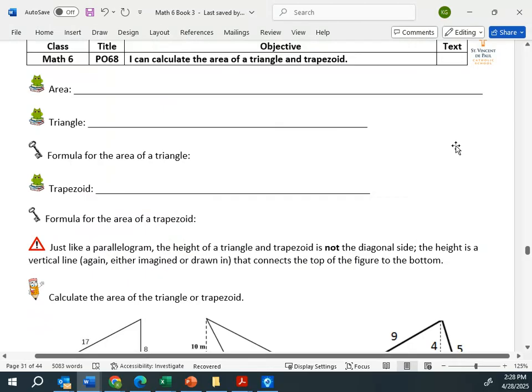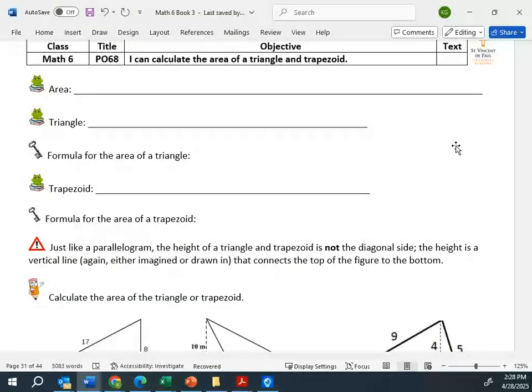Good morning. Today we are working on Po68, continuing with those areas of different shapes. And we are going to be calculating the area of a triangle and a trapezoid. So now we're starting to get into, we know how to work with triangles. We've been exposed to that. This is the formula to use. And now we're going to work with the trapezoid also, which is going to be new for us. So we're starting with something that we kind of know about, and we're adding on something new.